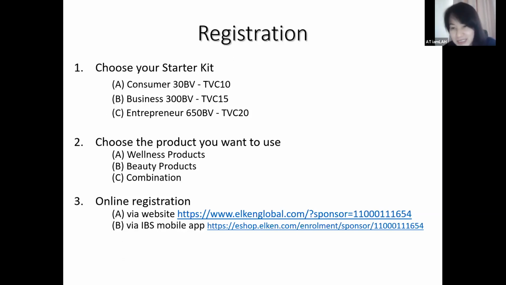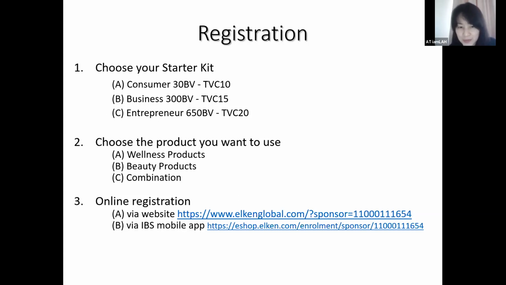And after you decide on the package, then you look at the products that you want to select. We have the wellness product, beauty products, or the combination. So this product, you can get it from the person who refer you. And then the thing is to register, we have these 2 reference links. They call it sponsor link. Okay, everyone who come into the business, they need a sponsor. So all of us, we have member ID.